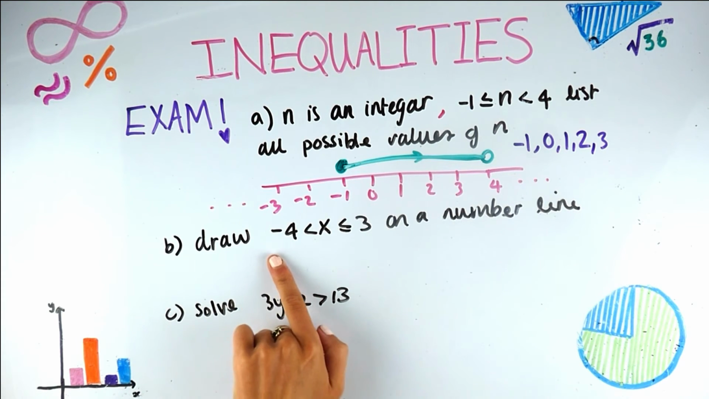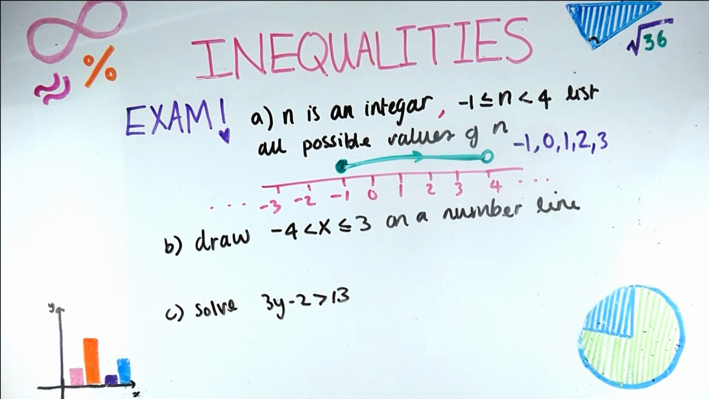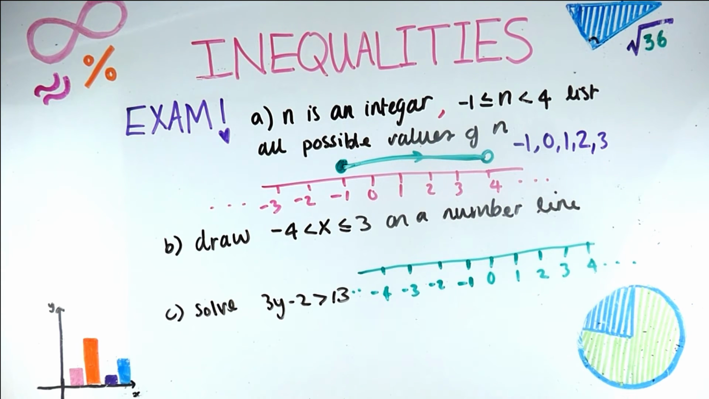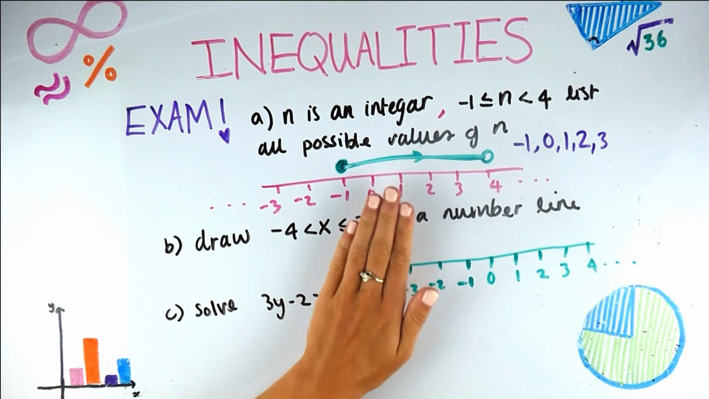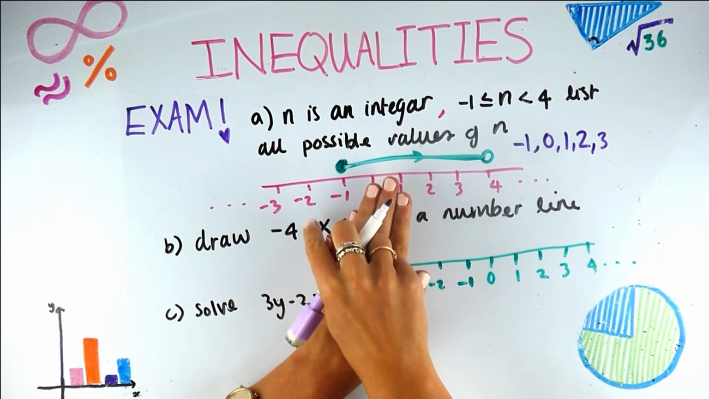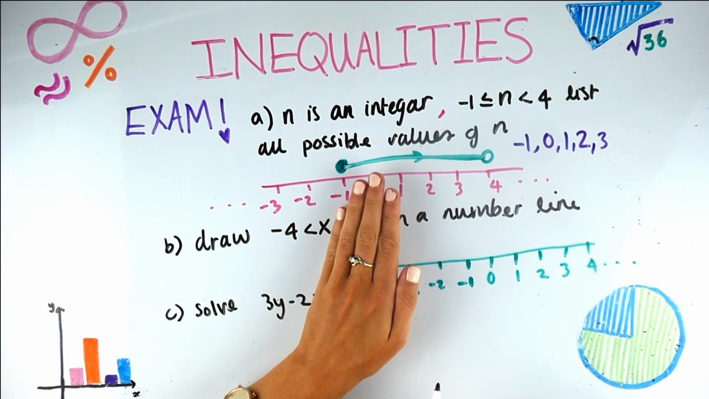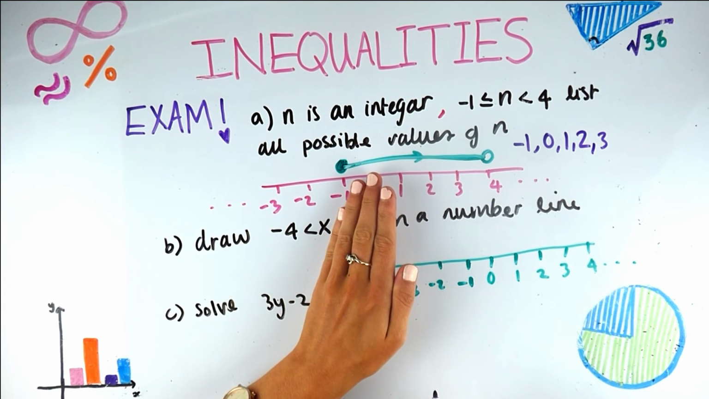Part B, draw this on a number line. So this time you definitely do need the number line. Okay, so it's one with two parts, so we're going to split it up. So first let's look at this. x is on the big side, greater than -4. So that's what it looks like in maths, but that's what it's saying in English. x is greater than -4.